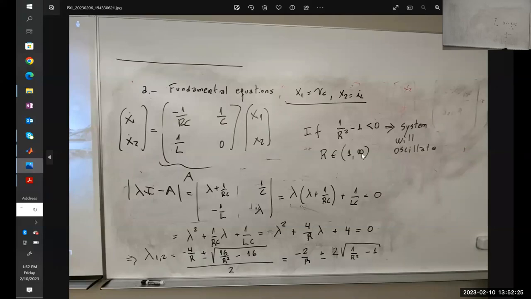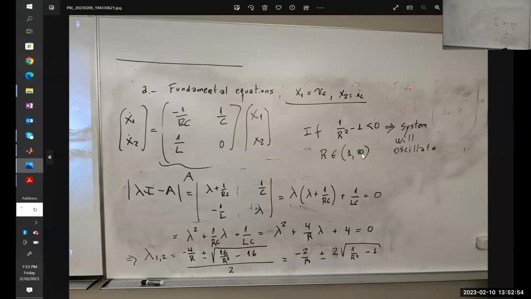Then to have oscillation, what we want is that the term inside the square root needs to be negative. So we force that, and if this is negative, then the system will oscillate. For this to be negative, the smallest number we can have for R is going to be 1. So if R is larger, then this will be negative. So that's the range for the resistor.